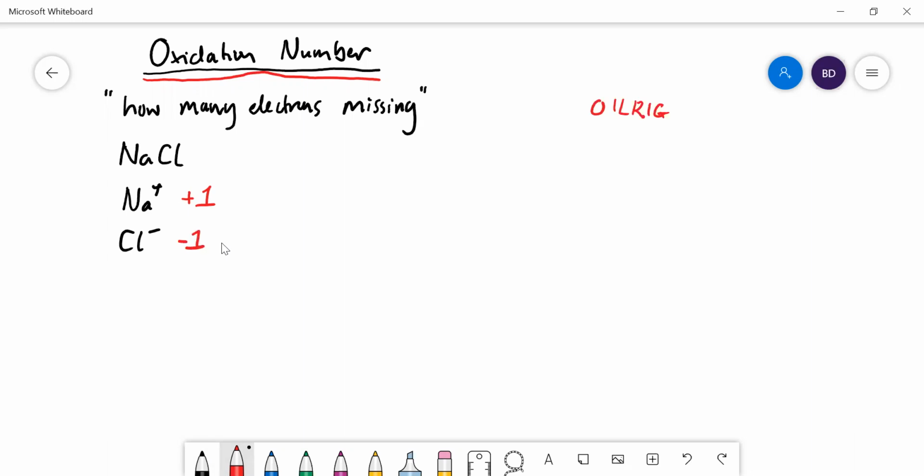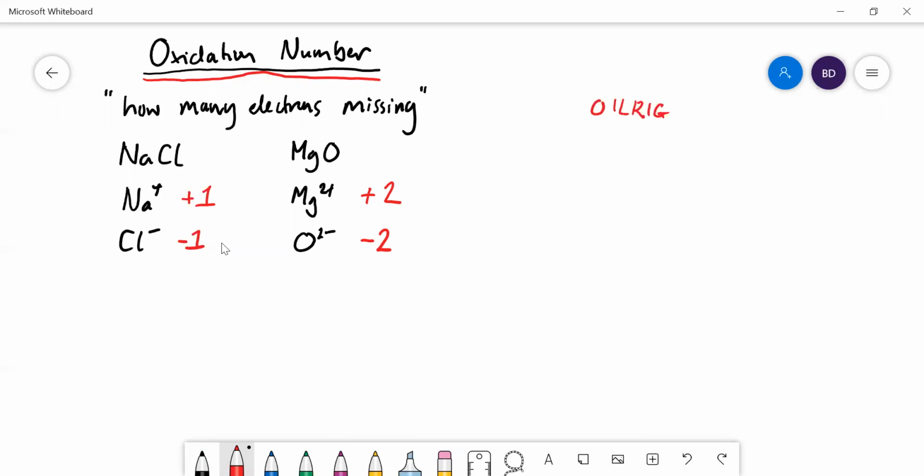And then you have magnesium oxide. Let's think of another one, it's pretty obvious there. Magnesium is the 2+ ion, oxygen is the oxide ion, so magnesium is missing 2 electrons, so +2 oxidation number. Oxide has got 2 it shouldn't have, so -2 oxidation number. So far you may think, what's the point of this? It just looks like charge.